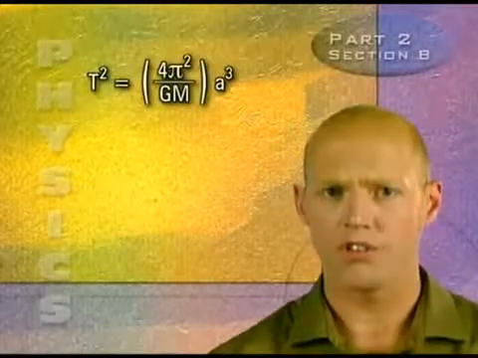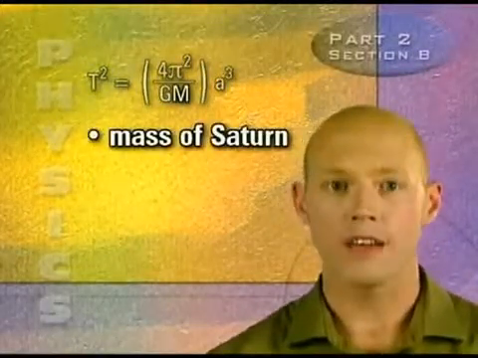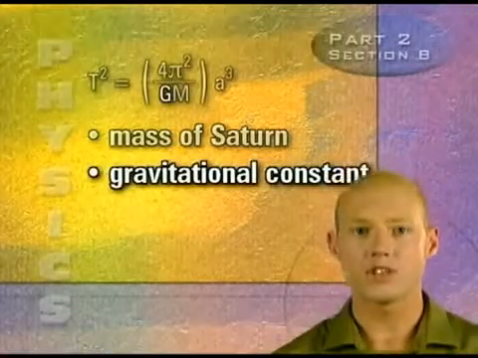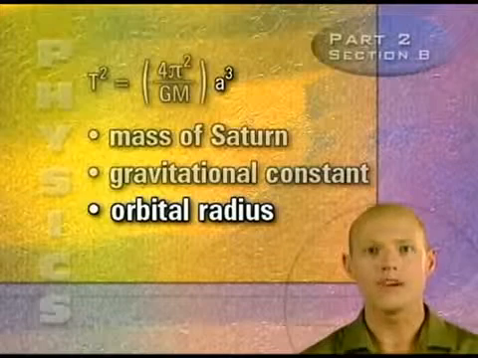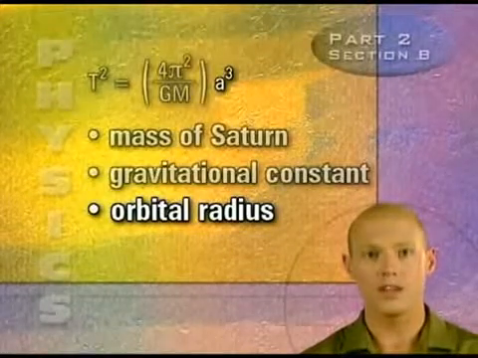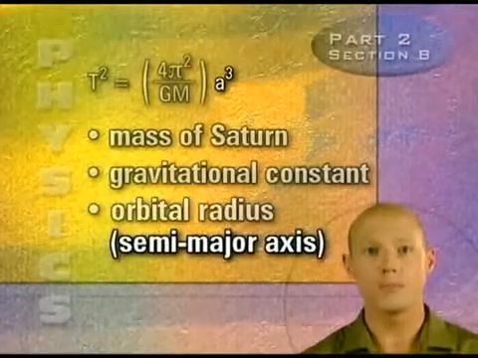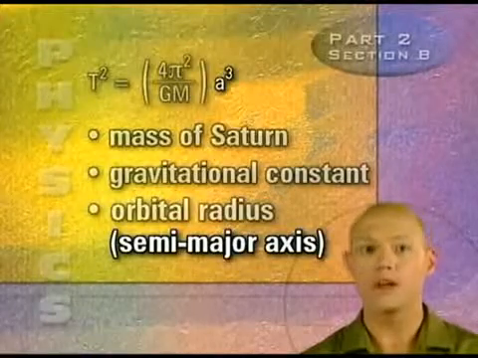Let's look at our equation. We've been given the mass of Saturn, M, and we know the gravitational constant, G, right? And the problem gives us a, because that's the orbital radius of Titan, which is also the length of its semi-major axis. So now we can crank out an answer. T squared equals 4 pi squared over GM times little a cubed.